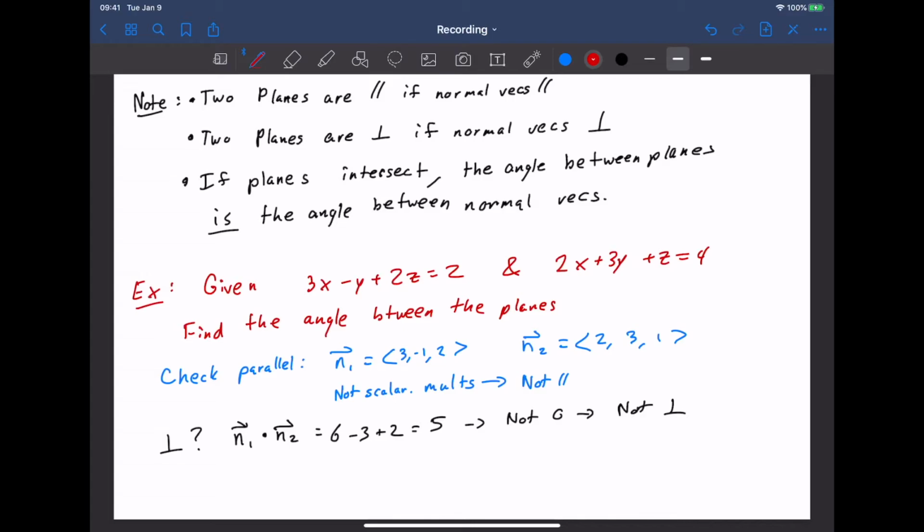Wrapping this all up, you would do cosine theta equals n1 dot n2 over the size of n1 times the size of n2 and solve for theta. I hope that's not a hard thing for you to do at this point.